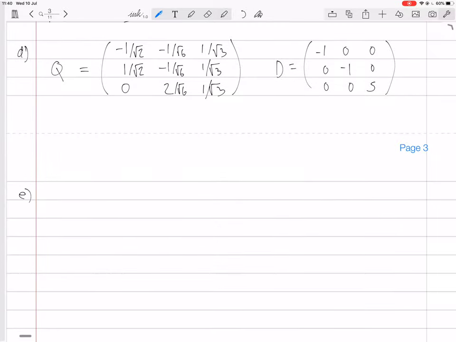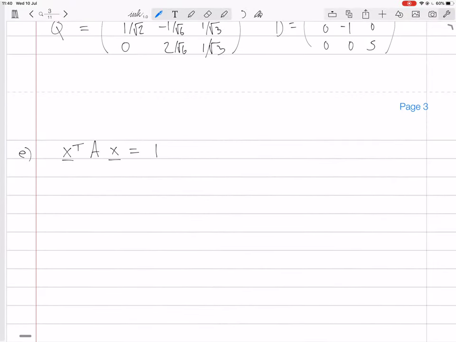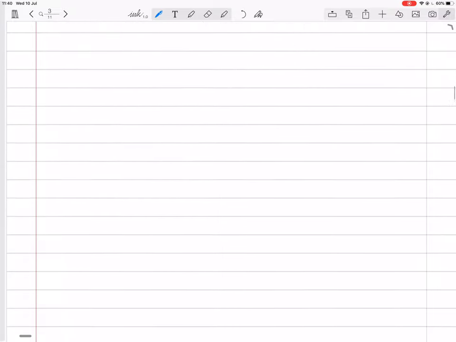So the equation will be something like x transpose A x equals, was it 0 or what on the right? No, equals 10, okay. So that's the equation, where A is probably the matrix we just diagonalized, but let's just check.